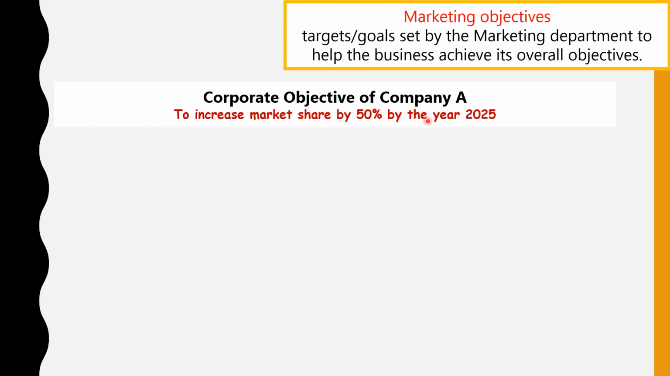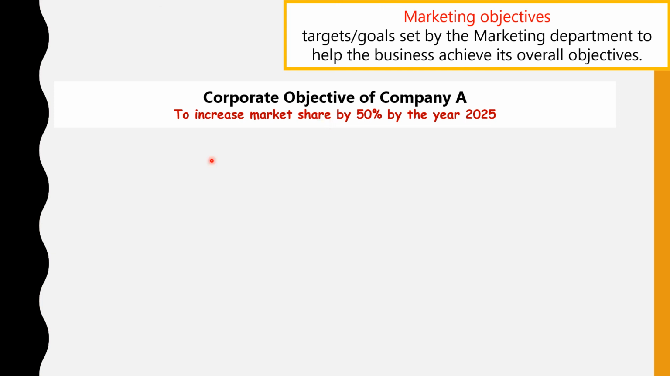an objective, or a corporate objective for that matter, needs to be SMART. It needs to be specific, it needs to be measurable, it needs to be timely. So there's some time frame going on here. It's measurable in terms of percentage, and it has to be specific in terms of increasing market share. So these are the components of a SMART objective.